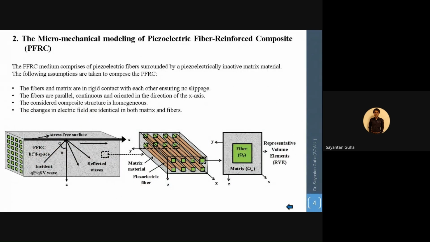So this is the actual geometry of the problem. Here we have the x-axis, below we have the z-axis. Due to an incident QP or QSV wave through the PFRC half space, making an angle theta with the z-axis, we have a couple of reflected waves. How did we construct this structure? We have performed an analytical micromechanical model. These long strips are the piezoelectric fibers for which we have used PZT5A, and the gray area outside is the surrounding epoxy material which acts as the matrix material.